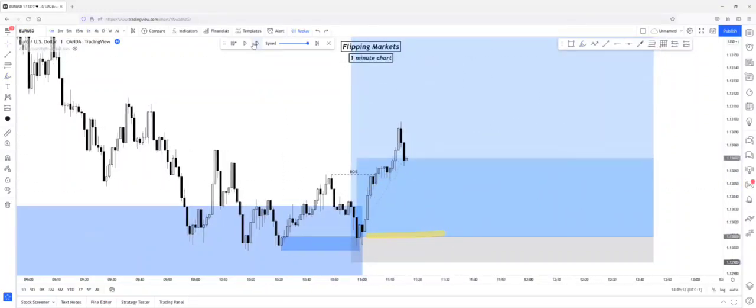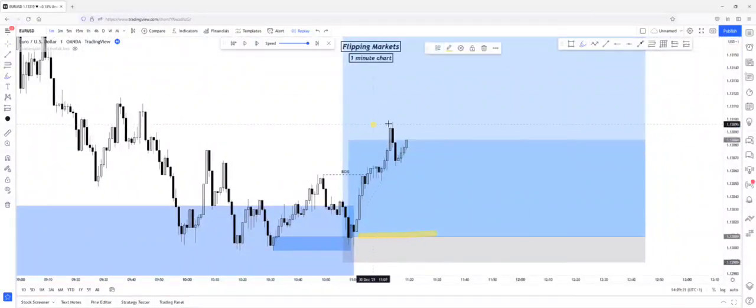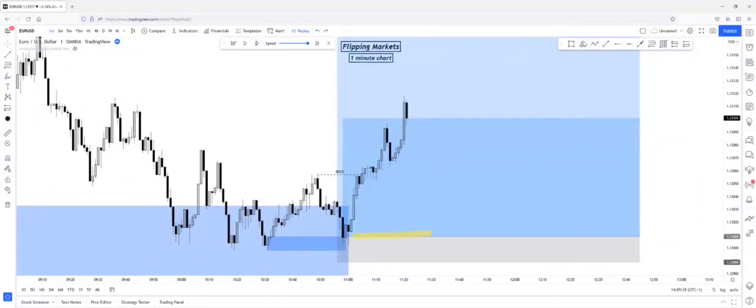Price created a pullback, reacted on the demand zone. As you can see, reaction. If this high breaks, I will put my stop loss below this level. Okay, let's see what happens. Okay, that high has been broken. As you can see, here's a break of structure to the upside. I will just mark it with BOS long. Okay, and I will place my stop loss below this level. So our stop loss is on this level.